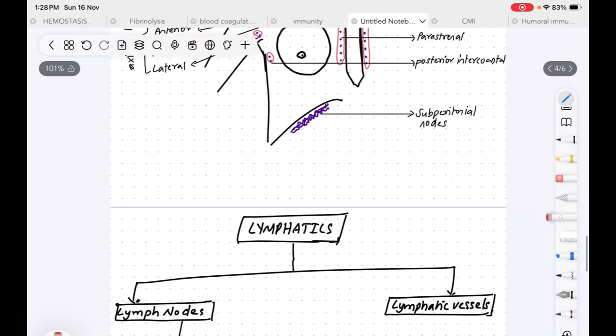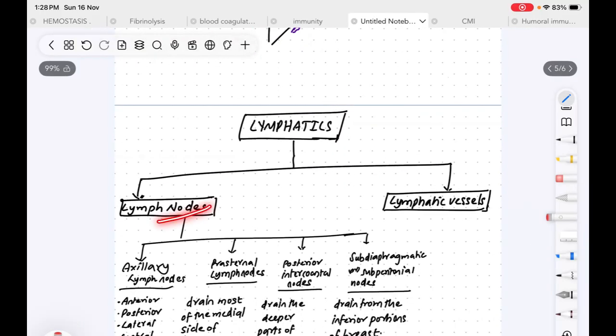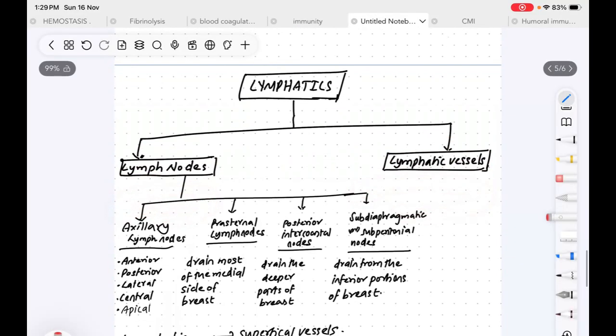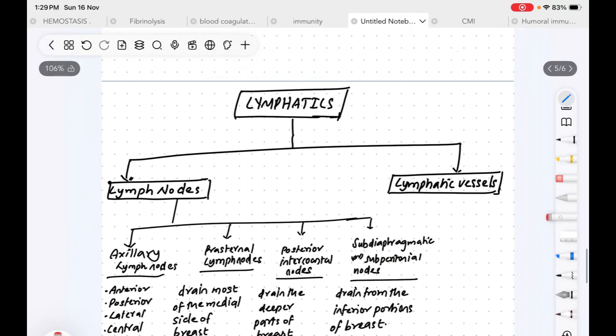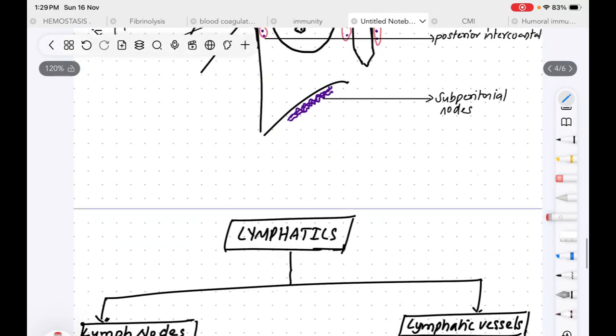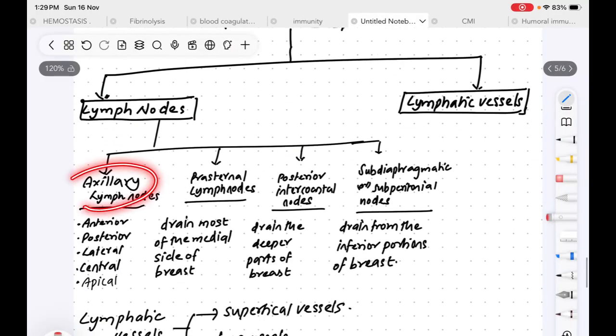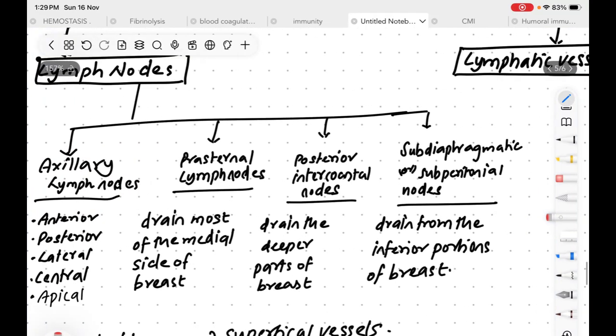In lymphatic drainage, lymphatics can be divided into lymph nodes and lymphatic vessels. Lymph nodes are again divided into axillary lymph nodes, parasternal lymph nodes, intercostal lymph nodes, and the subdiaphragmatic or subperitoneal lymph nodes. Now see, these axillary lymph nodes are a group of lymph nodes. In this group, multiple lymph nodes are present. So what are these lymph nodes?